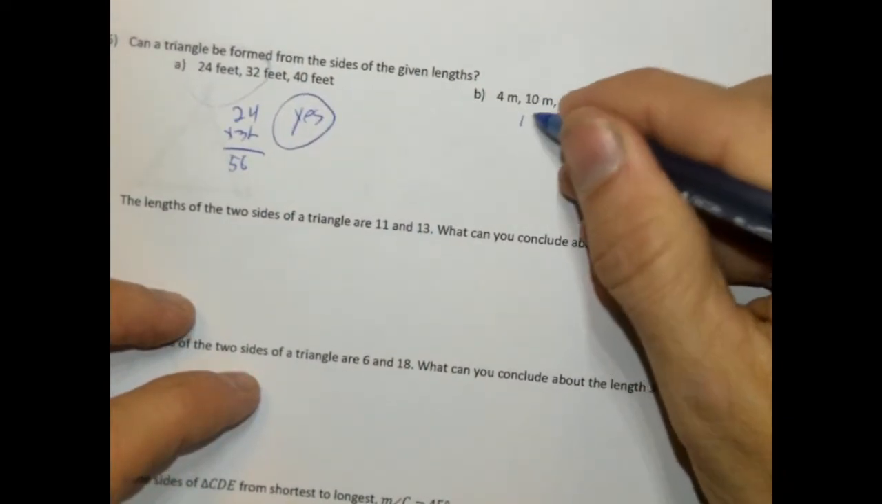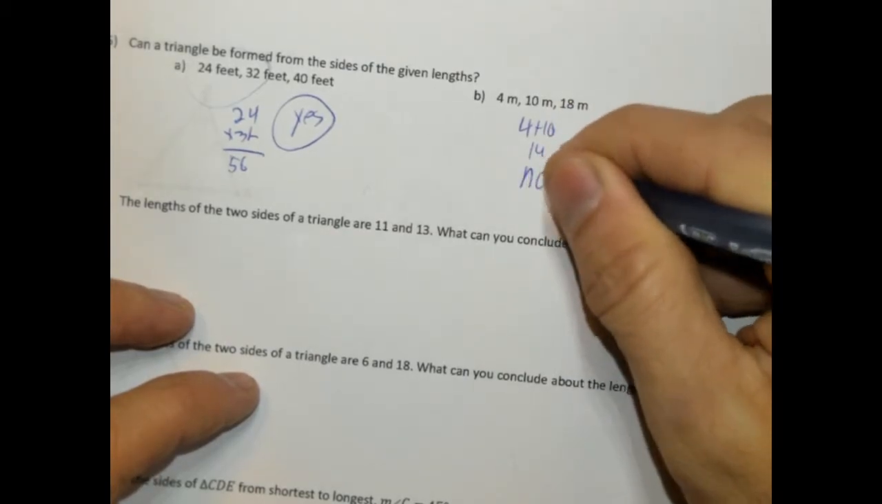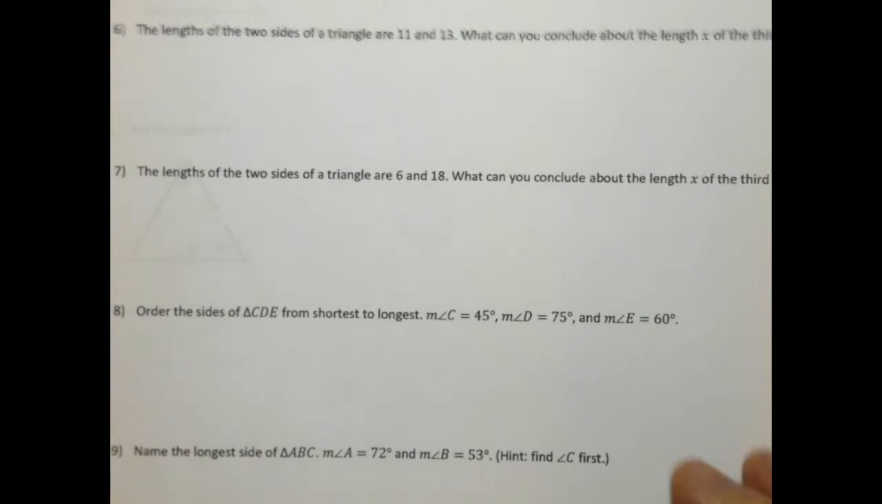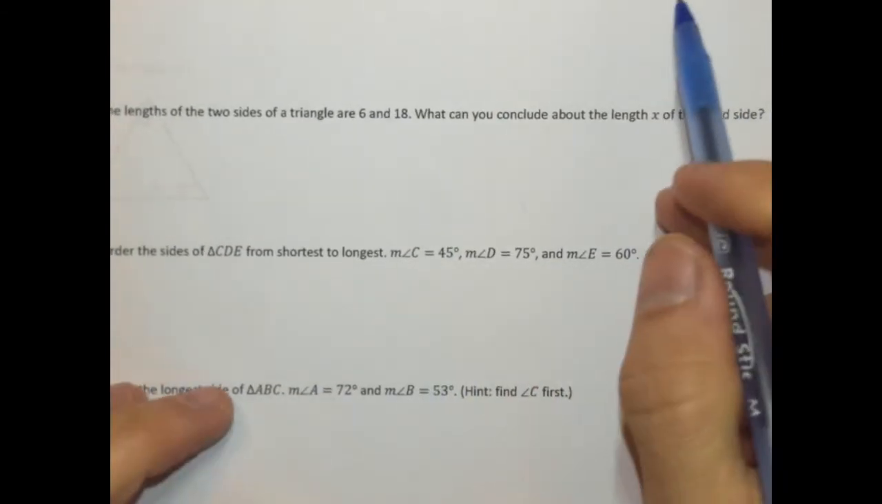4 and 10, because of the two small sides, so 4 plus 10 is 14. That is not bigger than 18, so no, it cannot form a triangle. The lengths of two sides of a triangle are 11 and 13. What can you conclude about the length x of the third side?